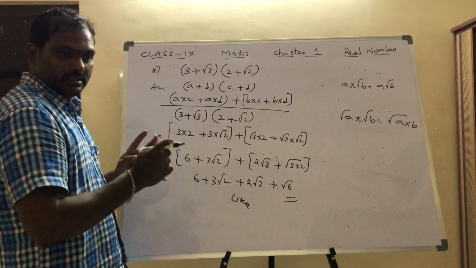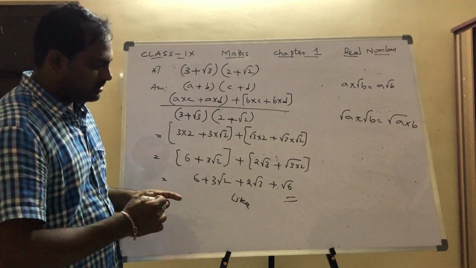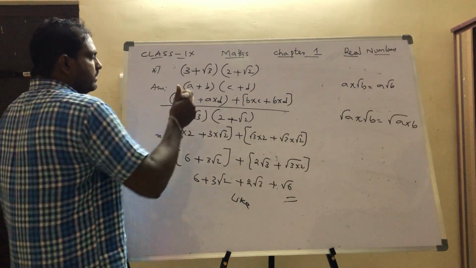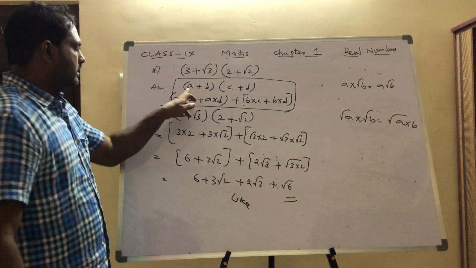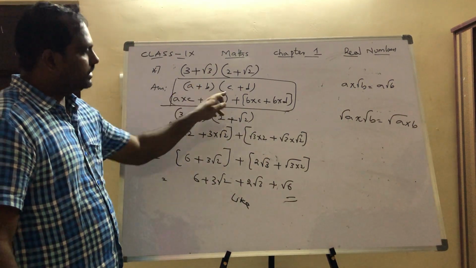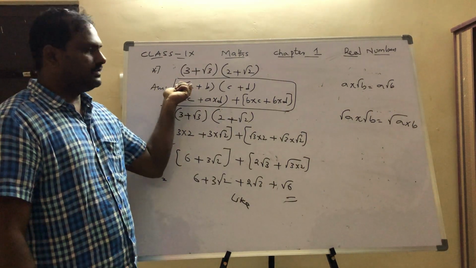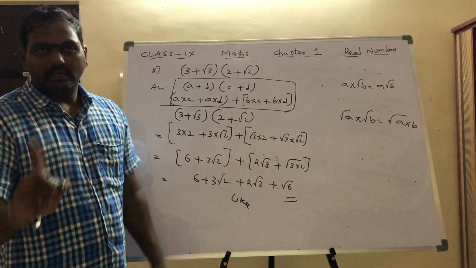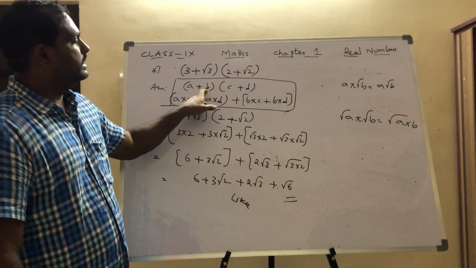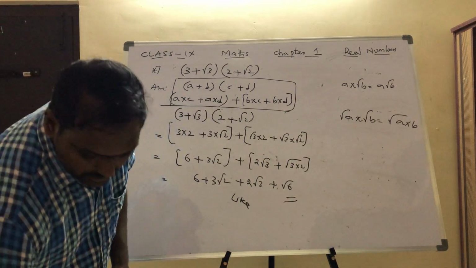Both are different. 3 root 2 and 2 root 3 are totally different. Okay. Now what is the basic formula? You have to remember this, very important. (A plus B) into (C plus D). What do we have to do? Take the first term of the first bracket and multiply with the two terms in the second bracket. Next, take the second term and multiply with the two terms in the second bracket. Right? Next, I'll go for the next one.